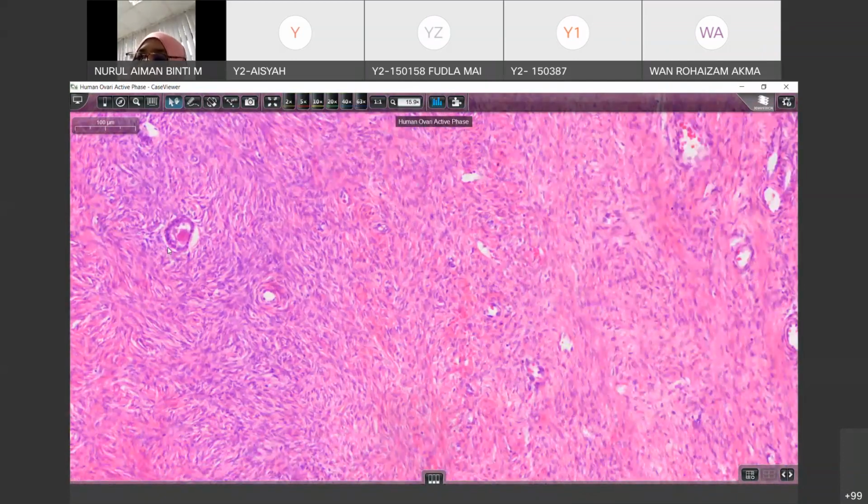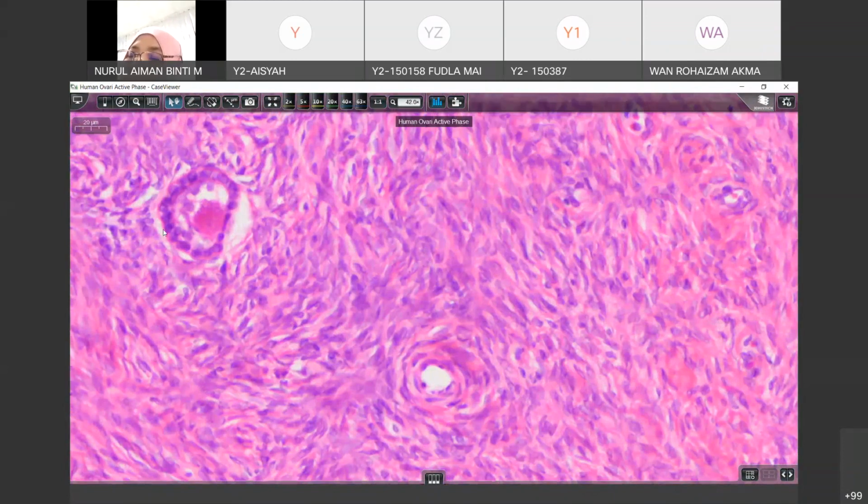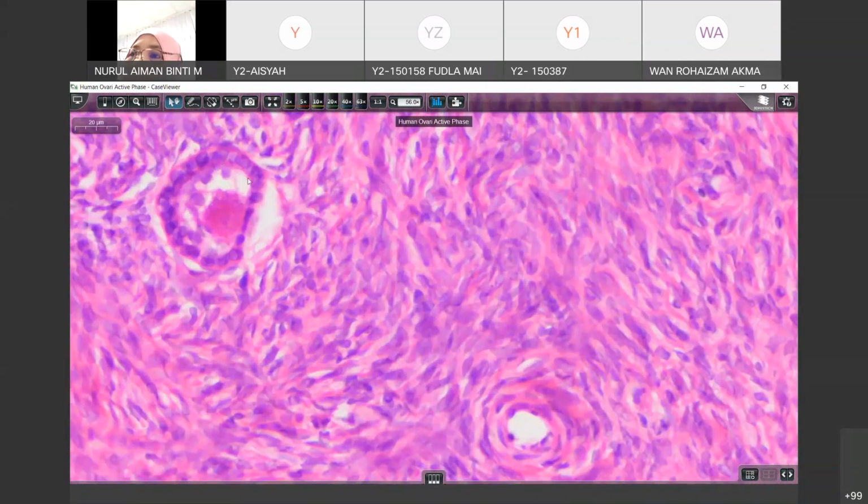This is one of the primary follicles. You can see the primary follicle, where the outer part is lined by simple cuboidal epithelium. But you can see maybe already two layers here or only one layer here. This is the primary follicle, where you can find primary follicles.